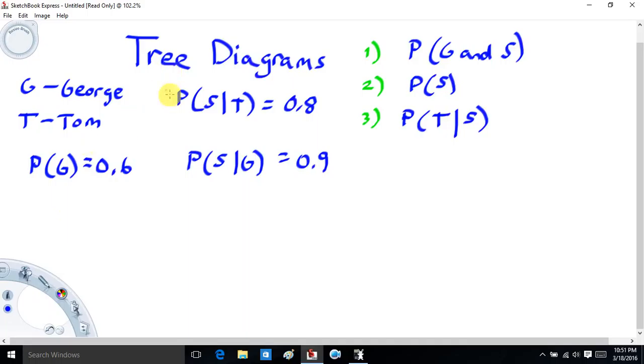So anytime you're given information like this, you know you need to set up a tree diagram. So in our case, we can either have Coach Tom or we can have Coach George. Okay, and we know these values.